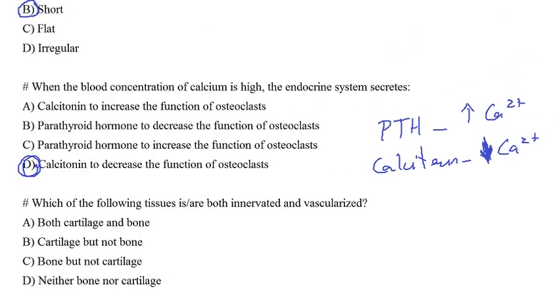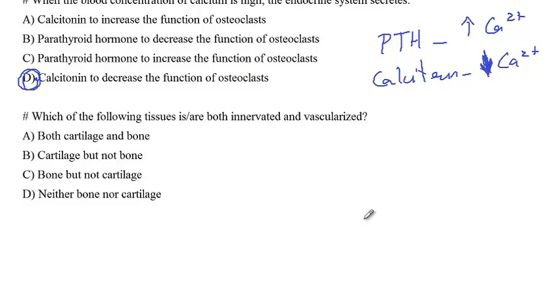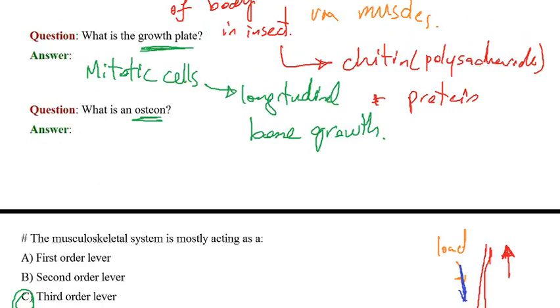And then the final question asks, which of the following tissues is both innervated and vascularized? And the answer would be bone. It's both innervated and vascularized, while the cartilage doesn't have any vascular supply or any nerves. So that concludes our discussion of this video.